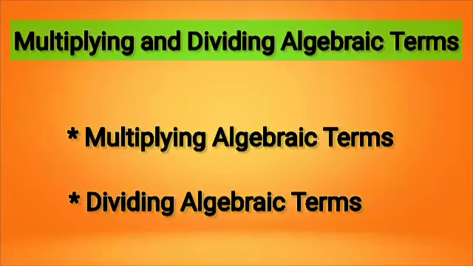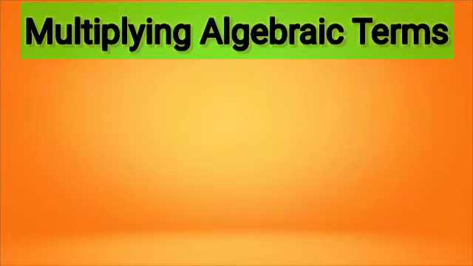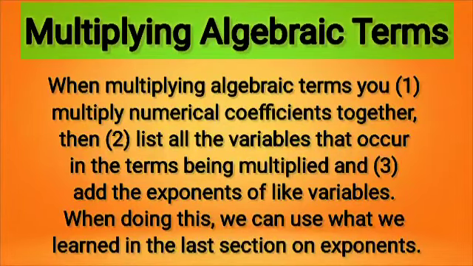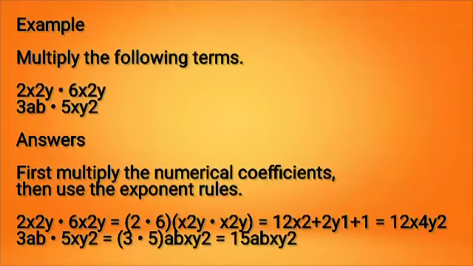Multiplying and dividing algebraic terms. When multiplying algebraic terms, you multiply the numerical coefficients together, then list all the variables that occur in the terms being multiplied and add the exponents of like variables. When doing this, we can use what we learned in the last section on exponents. Let us take an example.